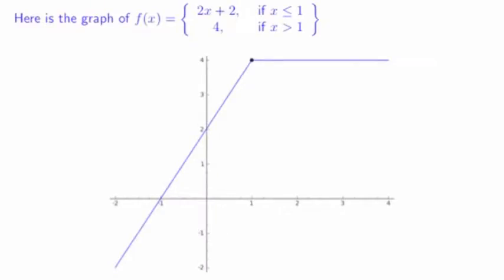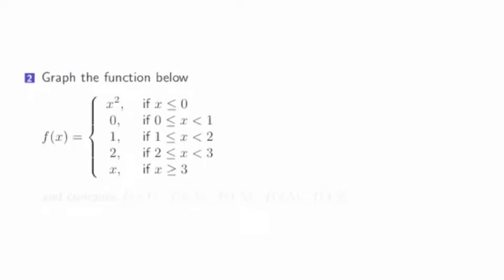Here's the picture. To the left of x equals 1, we have this line where y is 2x plus 2. But to the right of x equals 1, we have the constant, or horizontal, line where y is 4.